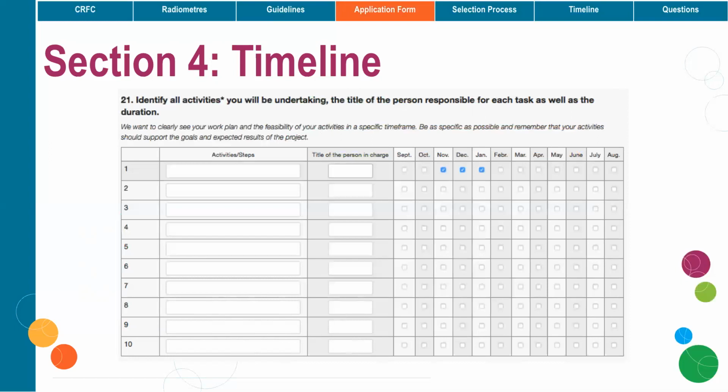And then you see that you have all the months that you can cover during your project. So just indicate the months to which this activity or step is applicable. So for instance, if your project starts the last week of November, goes on through December and ends the first week of January, then you can check those 3 months. So you can have multiple boxes checked on the same line.